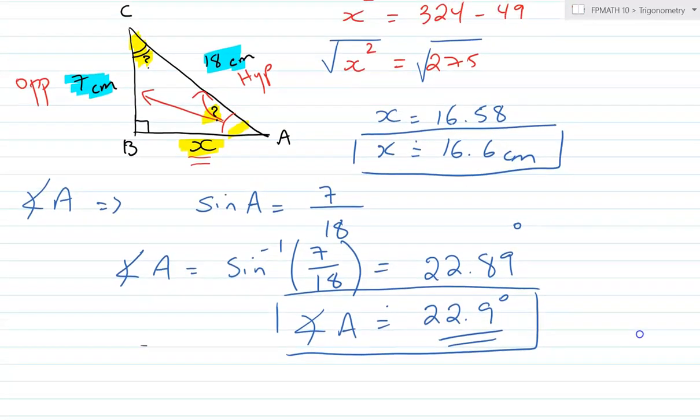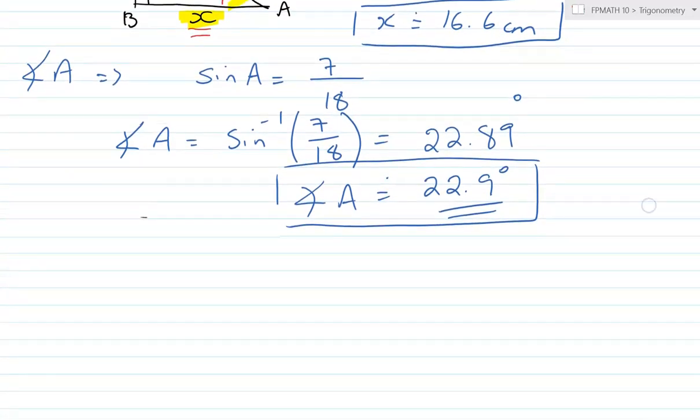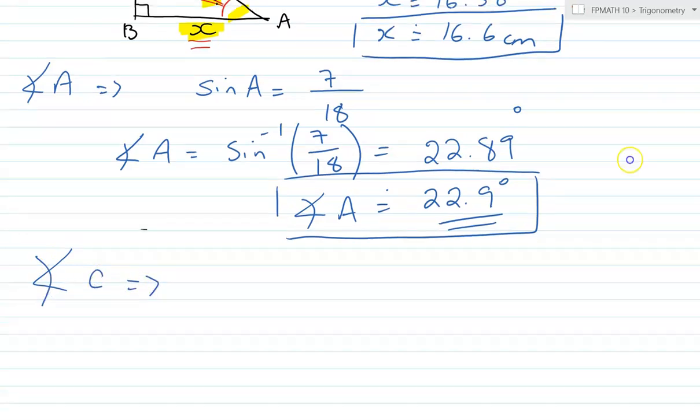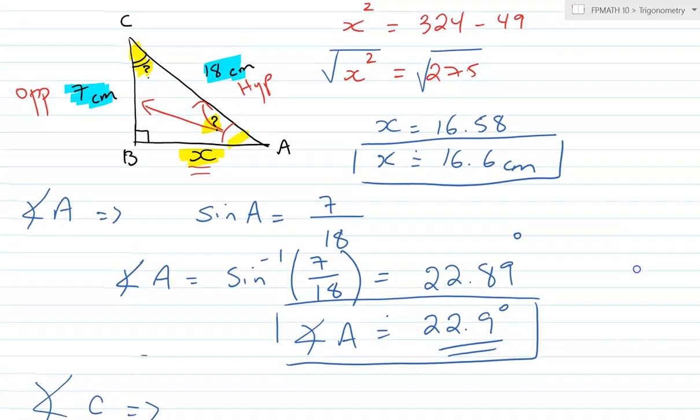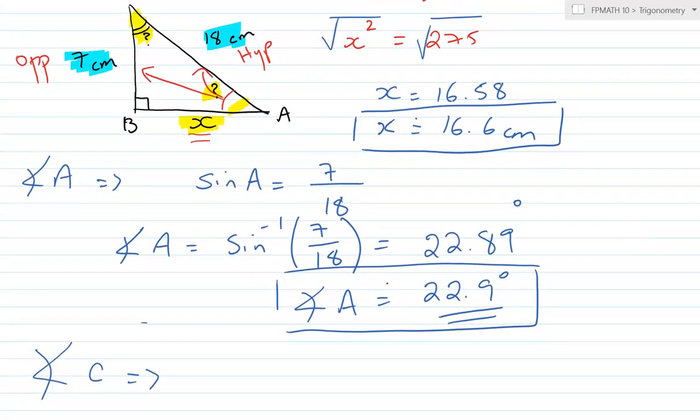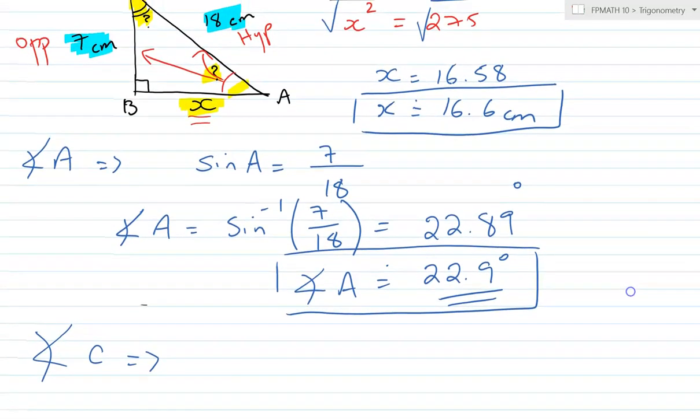For angle C, the easiest way is using the sum of the interior angles of a triangle equals 180 degrees. But you can also use another trigonometric ratio, no problem. You can use the 18 and 7 and use the cosine, okay? But in this case, the easiest way is using the sum of the angles in a triangle equal to 180.